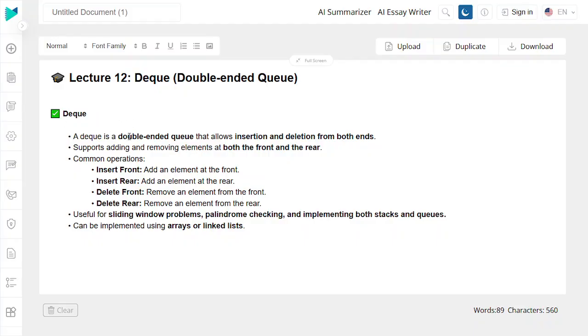A DQ is a double-ended queue that allows insertion and deletion from both ends. It supports adding and removing elements at both the front and the rear. Common operations: insert front, add an element at the front; insert rear, add an element at the rear; delete front, remove an element from the front; delete rear, remove an element from the rear.